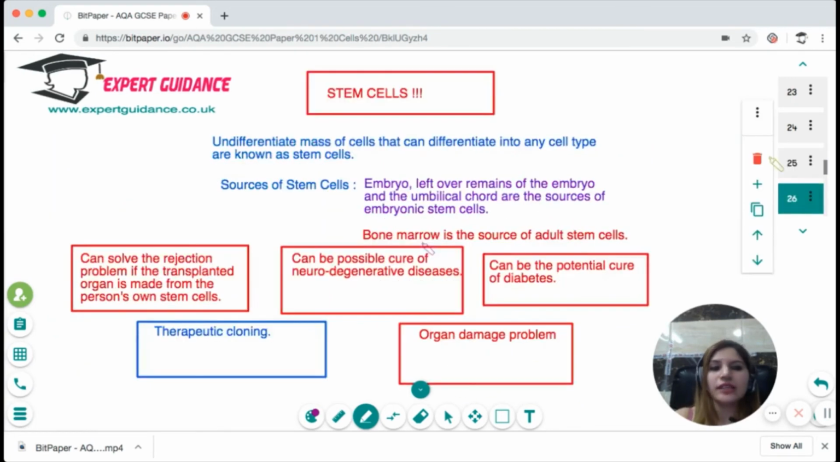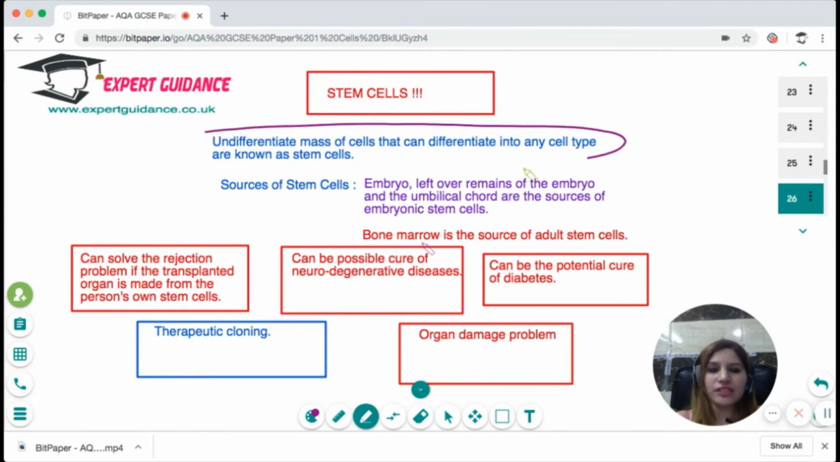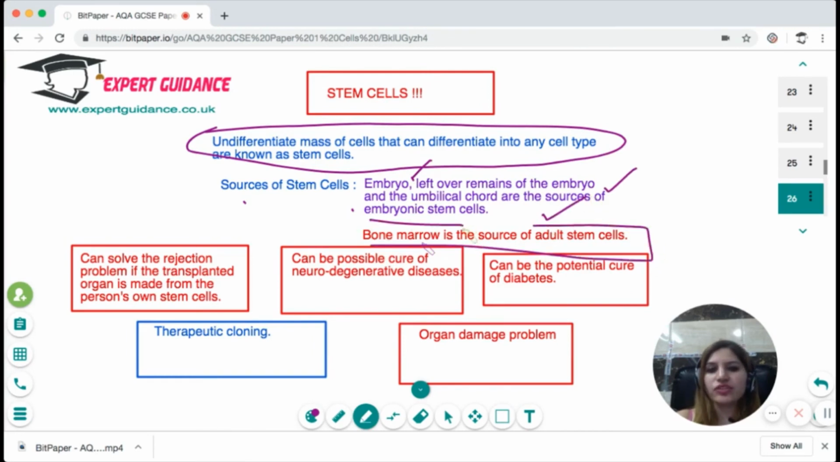Okay, so now what are stem cells? Stem cells are undifferentiated cells that can differentiate into any cell type. The sources of stem cells are the embryo, leftover remains of the embryo, and the umbilical cord. These are the sources of embryonic stem cells, and bone marrow is the source of adult stem cells.